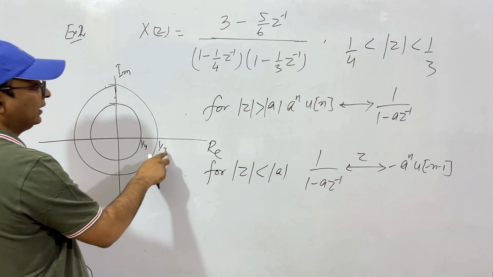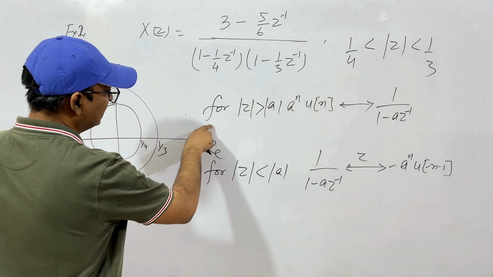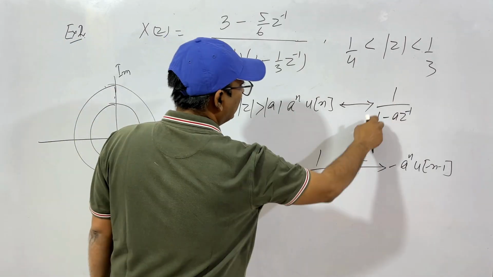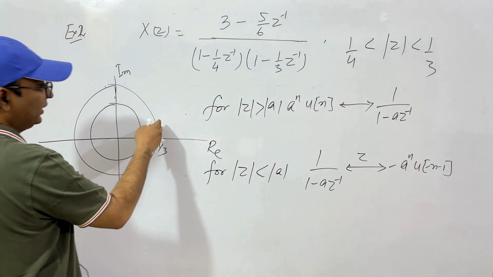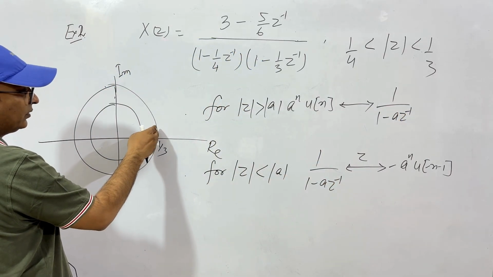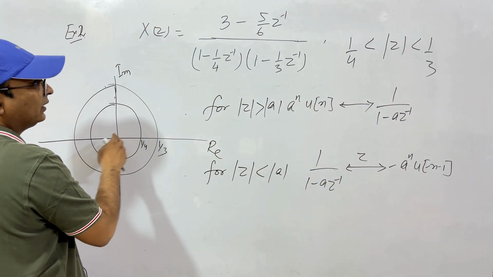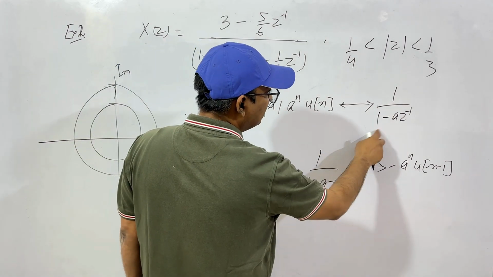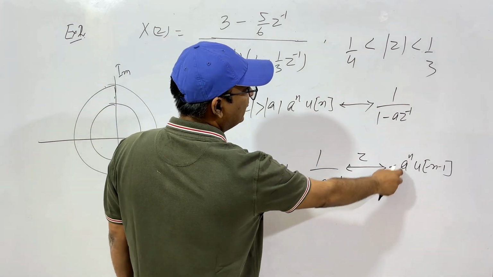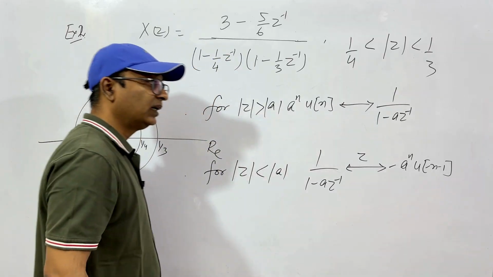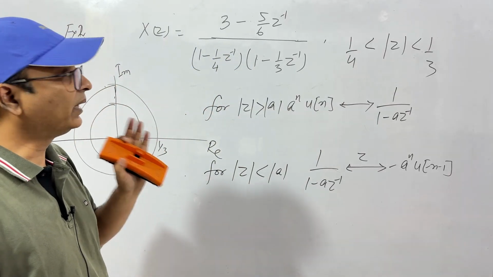let me talk of 1 by 3. When we talk of 1 by 3, if Z is greater than 1 by 3, the answer will be 1 by 1 minus 1 by 3 Z inverse. But when the region of convergence is less than 1 by 3, then the sequence will be minus 1 by 3 to the power n u minus n minus 1. So this has to be kept in mind.